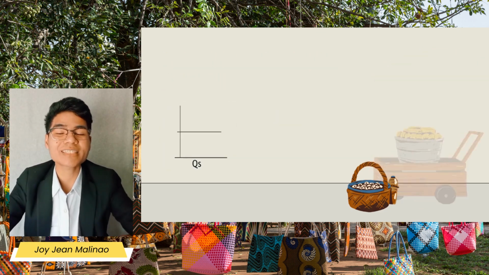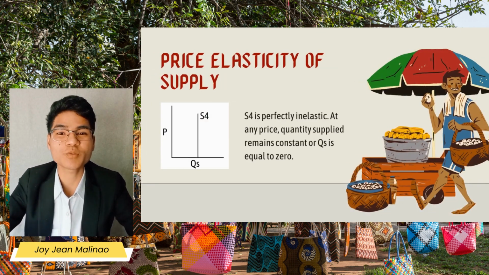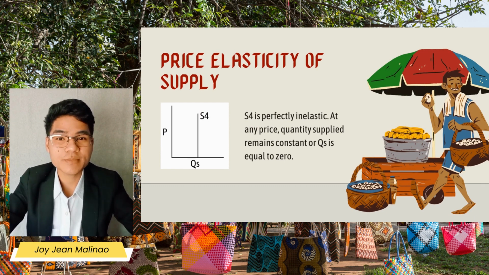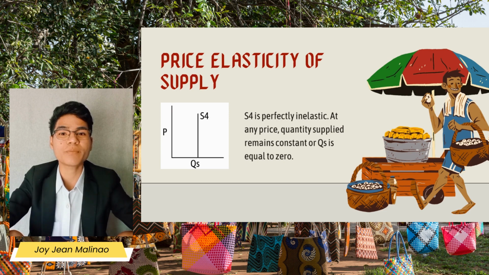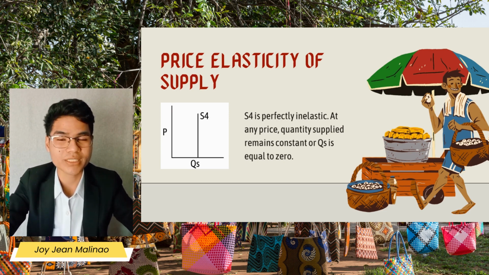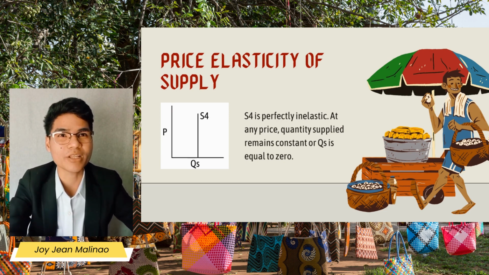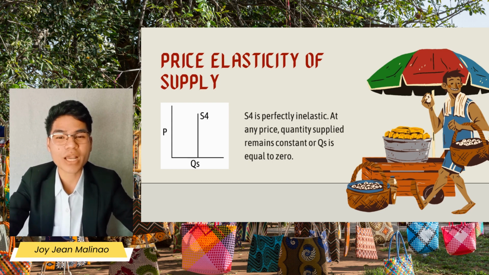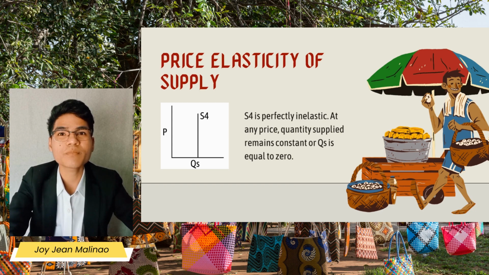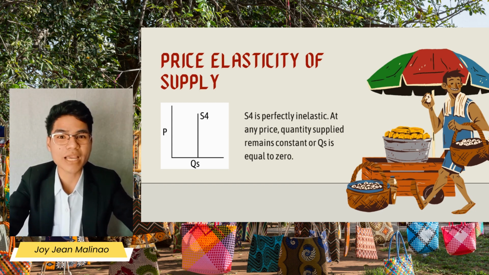And this is the last graph in price elasticity of supply. It states that S4 is perfectly inelastic at any price. Quantity supplied remains constant, or QS is equal to 0. This is what happens. For example, the price of Saba banana from the supplier is 50 pesos per kilogram, 60 per kilogram, 40, 30, any price. So, the quantity supplied is still constant. Why? Because the supply is perfectly inelastic.